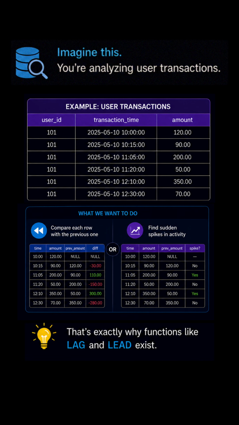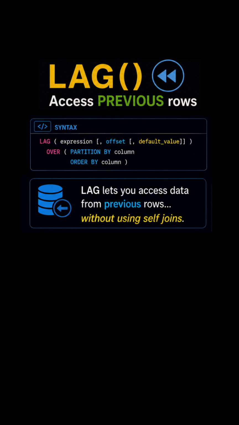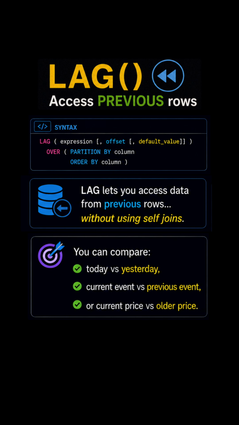That's exactly why functions like lag and lead exist. Lag lets you access data from previous rows without using self-joins. Think about how powerful that is. You can compare today versus yesterday, current event versus previous event, or current price versus older price.